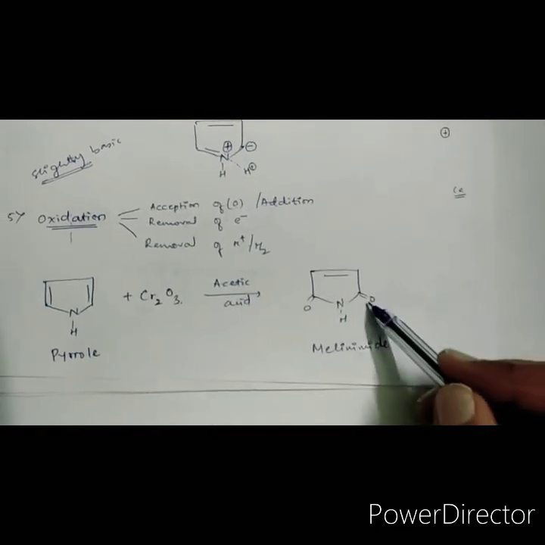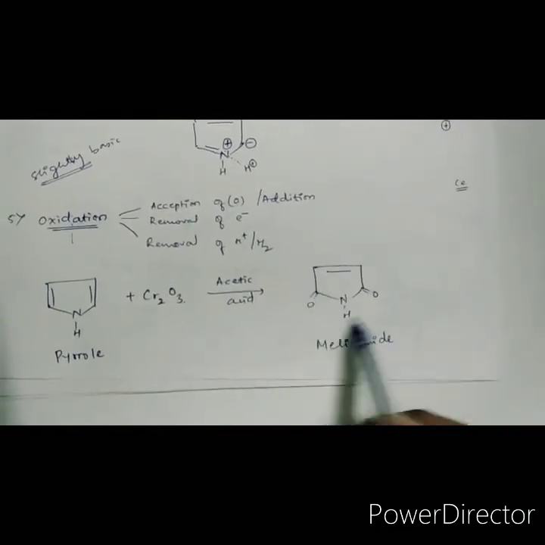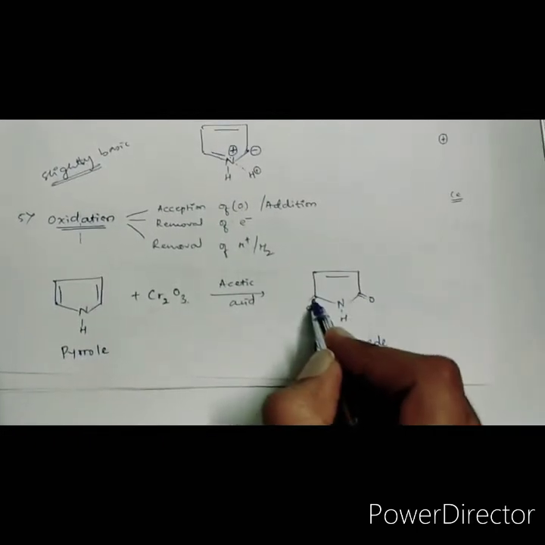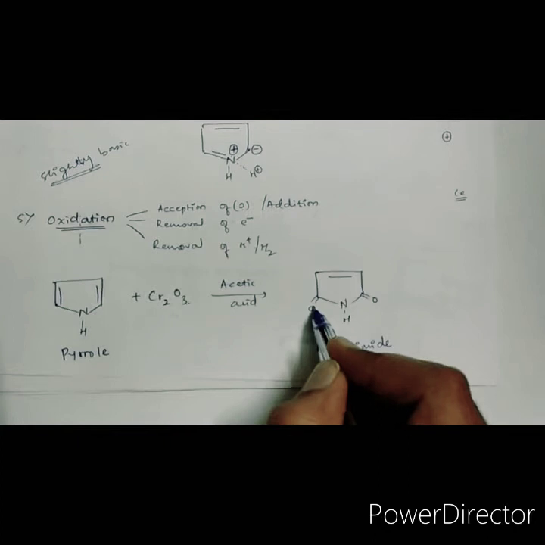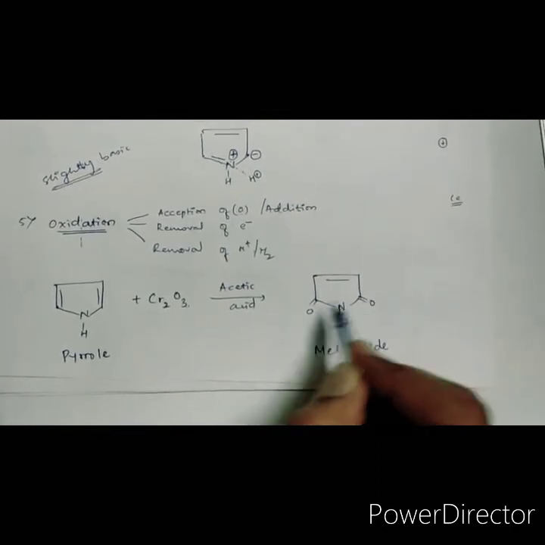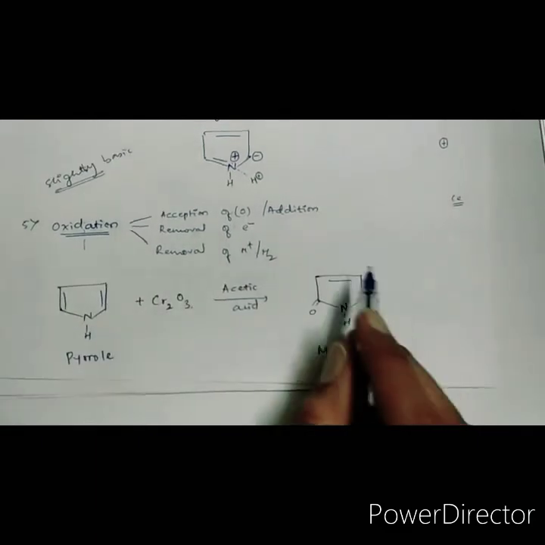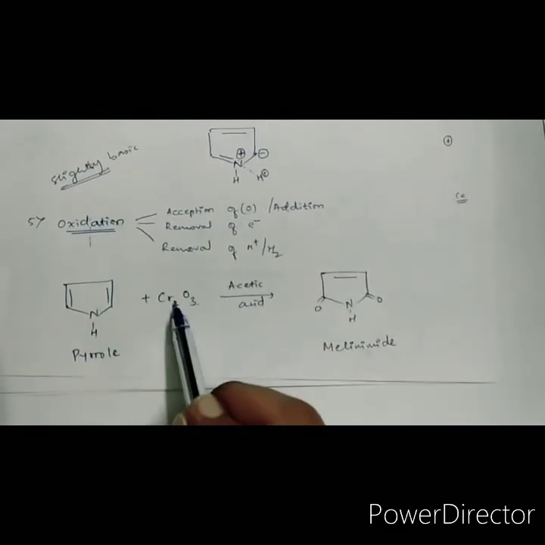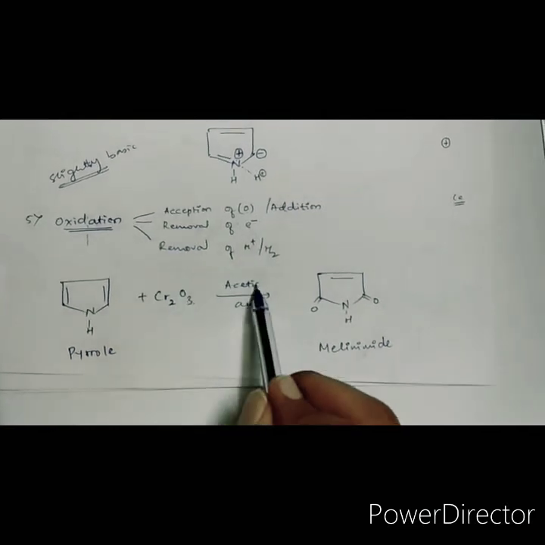And forms maleimide. This is a structure known as maleimide. Here you can see that at the 2nd and 5th positions there is addition of oxygen. Such a reaction is known as oxidation, wherein pyrrole undergoes oxidation in the presence of chromium trioxide and acetic acid.